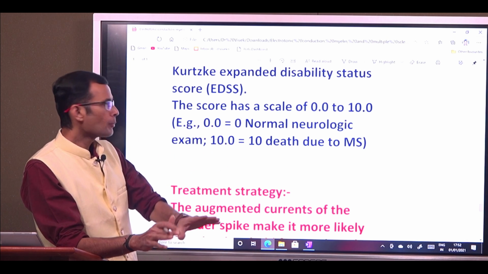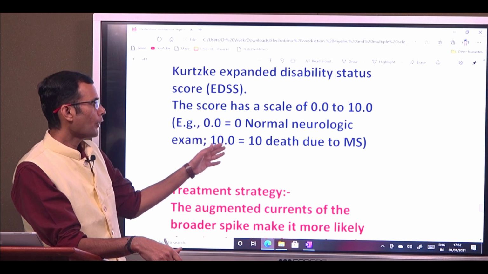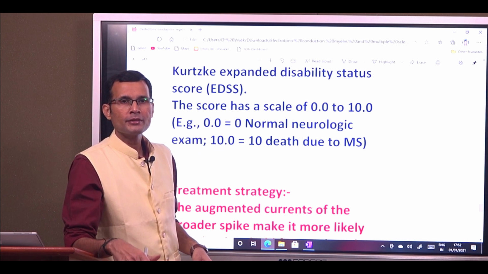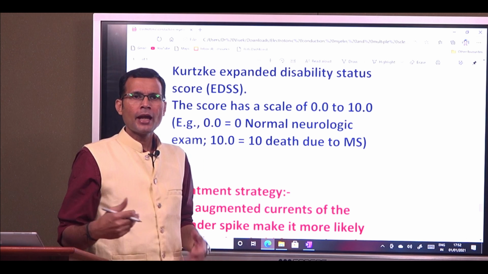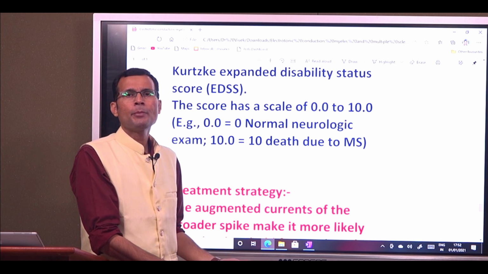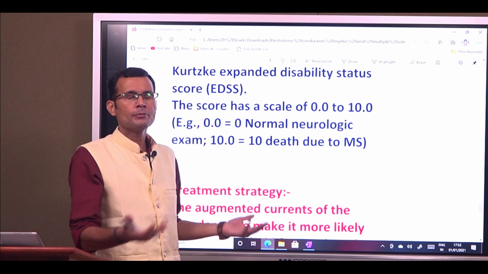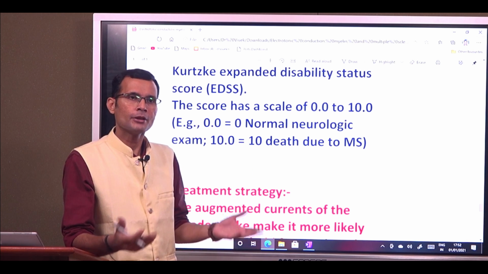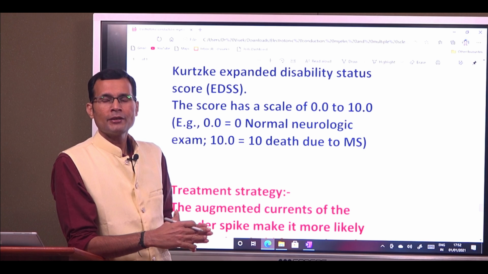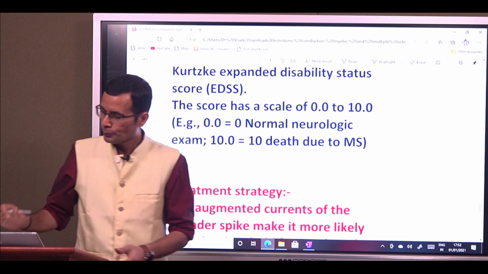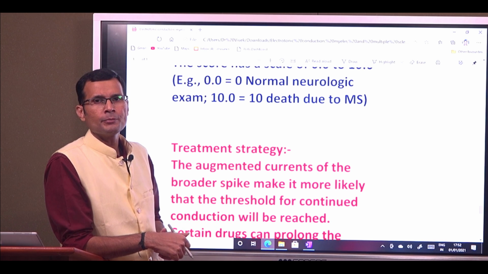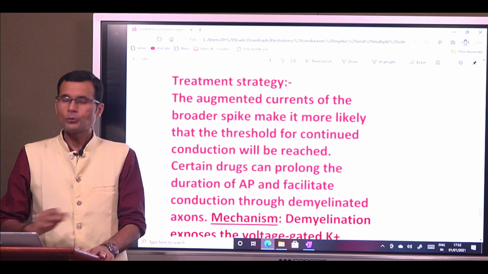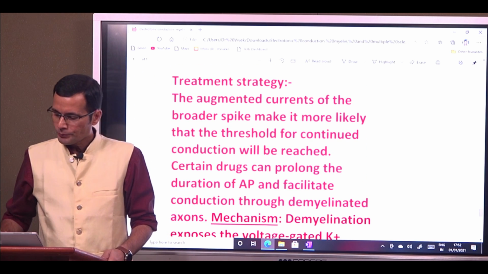0.0 is the normal neurological examination, whereas 10.0 is death due to MS. Yes, demyelination and conduction failure can lead to respiratory paralysis and any such severe manifestations that can result in death as well. So, that's the scoring system. Well, now let's just look at the treatment strategy finally.